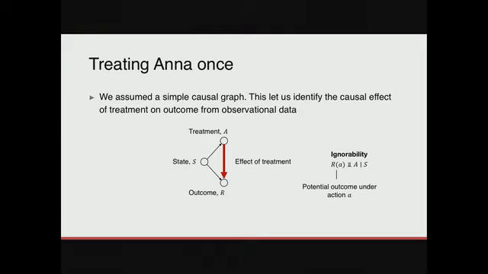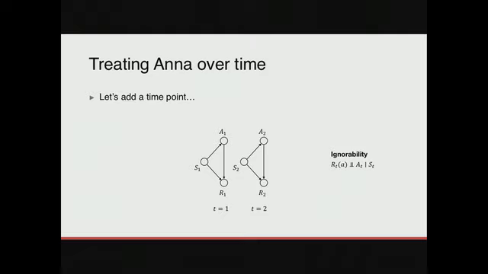Ignorability in this case just says that the potential outcomes under each action A are conditionally independent of A given S. And so we know that ignorability and overlap are sufficient conditions for identification of this effect. But what happens now if we add another time point? Okay, so in this case, if I have no extra arrows here, I just have completely independent time points, ignorability clearly still holds. There's no links going from A to R, there's none from S to R, etc. So ignorability is still fine.